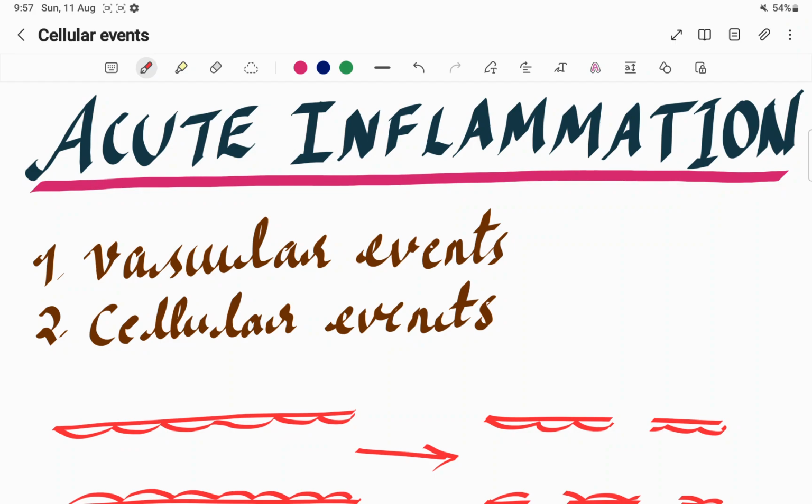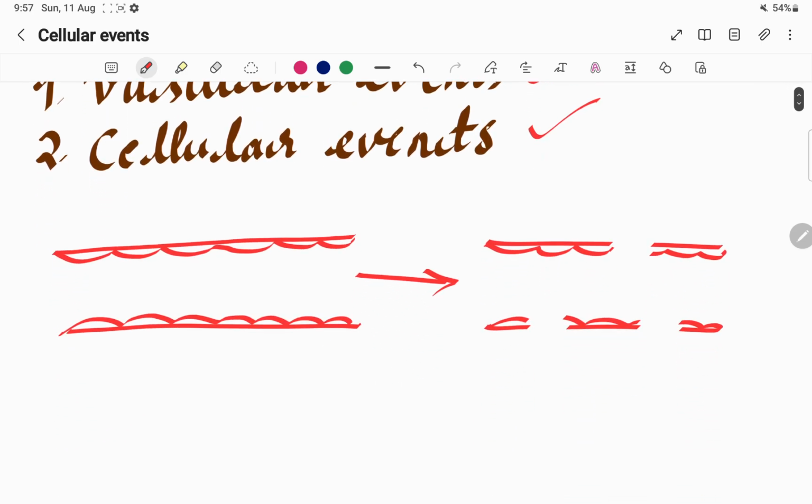So here is the next session on acute inflammation. കഴിഞ്ഞ വീഡിയോയിൽ നമ്മൾ വാസ്കുലർ ഇവൻറ്റ്സ് ആയിരുന്നു ഡിസ്കസ് ചെയ്തത്, and on today's video we are going to concentrate on the cellular events. So vascular events കഴിഞ്ഞപ്പോൾ നമ്മൾ കണ്ടു, these blood vessels have got transient gaps on the endothelial lining, and it also contributed to the increased vascular permeability. So let's have a small recap on the vascular events.